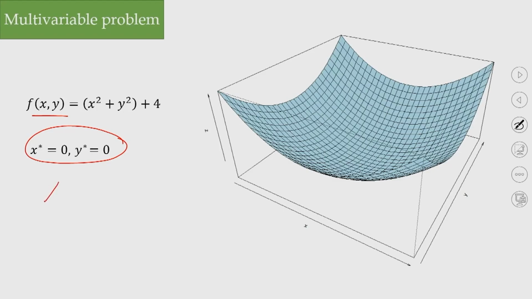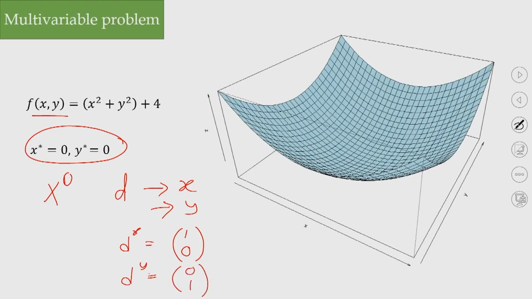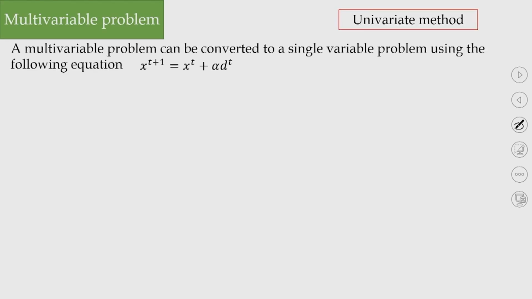I will take an initial point, x naught, and I need a direction. In this case I will apply the univariate method, that means the first direction will be along the x direction and the second along the y direction. What is the x direction? Suppose this is dx, and it is (1, 0). That means there is no component in the y direction. And dy is the y direction, which is (0, 1). So, basically I will apply these two directions. Initially I will go along the x direction, then the y direction. So, let me solve this problem.